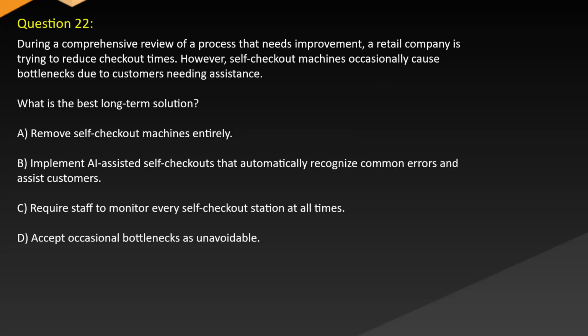Question 22. During a comprehensive review of a process that needs improvement, a retail company is trying to reduce checkout times. However, self-checkout machines occasionally cause bottlenecks due to customers needing assistance. What is the best long-term solution? A. Remove self-checkout machines entirely. B. Implement AI-assisted self-checkouts that automatically recognize common errors and assist customers. C. Require staff to monitor every self-checkout station at all times. D. Accept occasional bottlenecks as unavoidable.